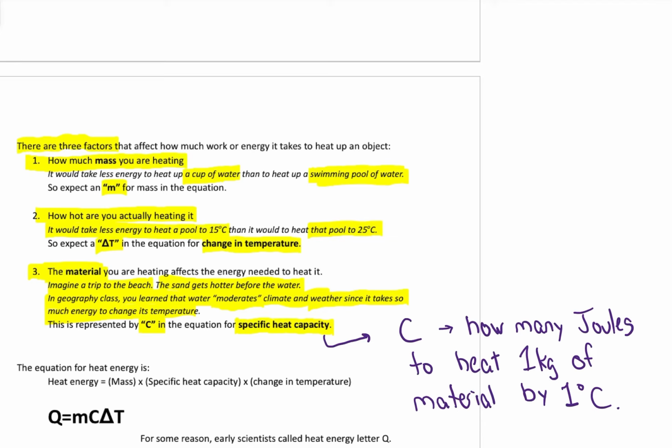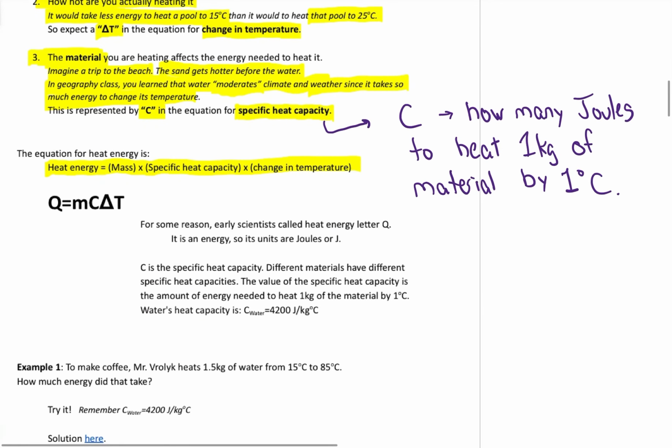When we put it all together, and again, you don't need to be totally comfortable with how we got the equation. You just have to be able to work with the equation. But hopefully it clicks. Heat energy is the mass of the object, as we expected, this thing we call specific heat capacity, which maybe we didn't expect but is important, and the change in temperature.